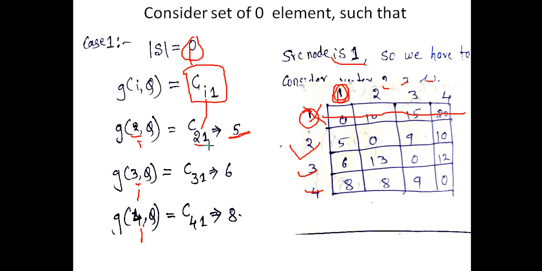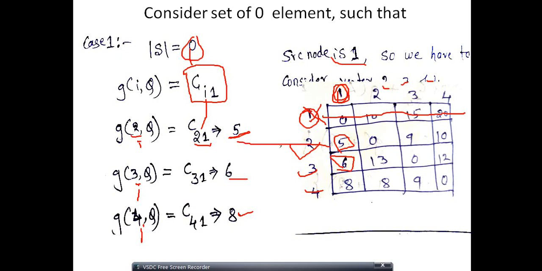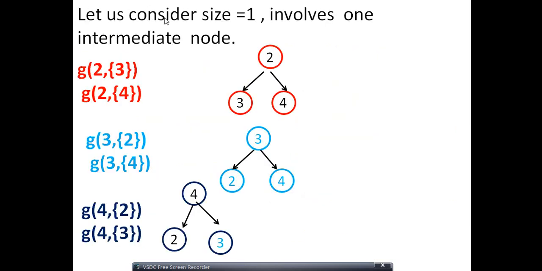Okay, now how to take these values? C stands for what? Cost matrix. What is the cost matrix? 2 to 1. What is the value? 5. So you have to write 5. And what is the cost? 3 to 1. Third row, first column. 6. So you have to write 6. Fourth row, first column. What is the value? 8. You have to write like this.